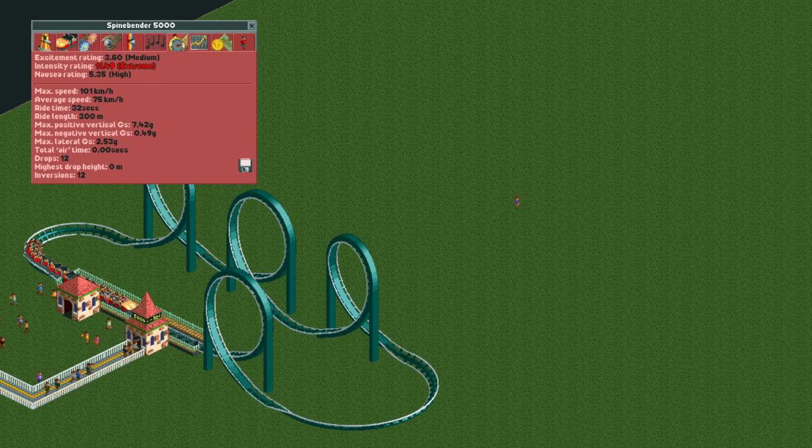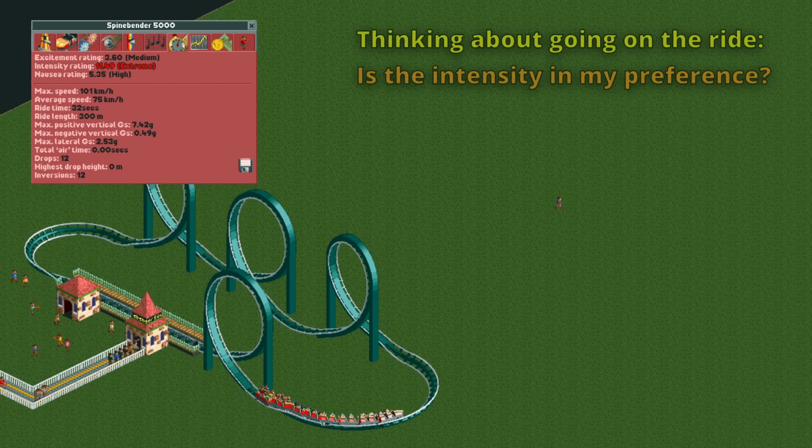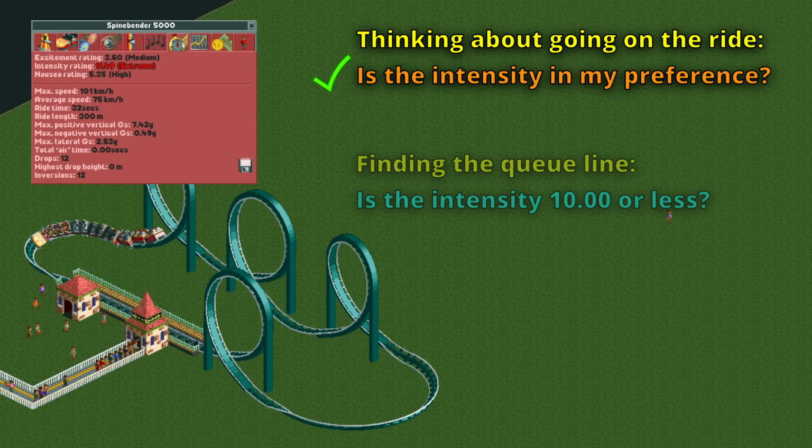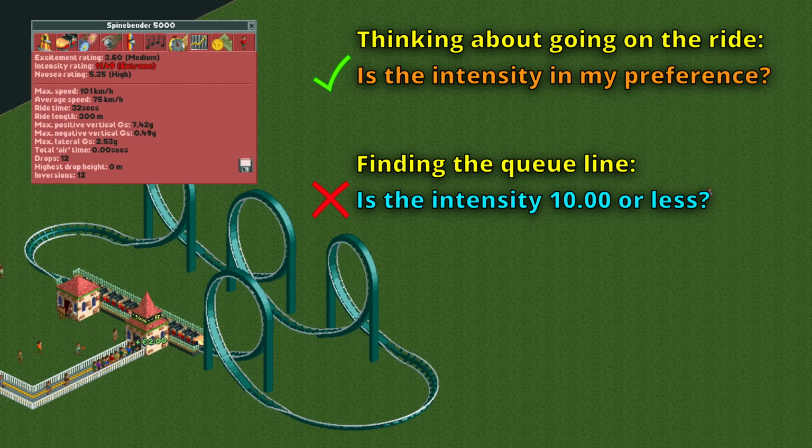When they decided to head for this ride, they checked the intensity of it, which is roughly 11. That's extremely high, but since the guests are quite happy, it did fall within their preferred range, so they decided to head for it. There was also a nausea check, but that wasn't a problem. However, when they got to the queue line, the game checked if the ride intensity was 10 or less, which it is not, so now they suddenly find it too intense.